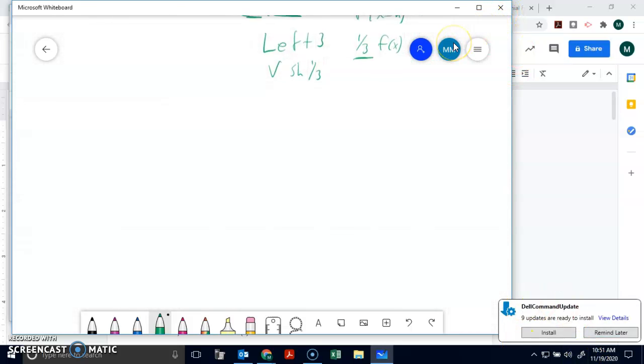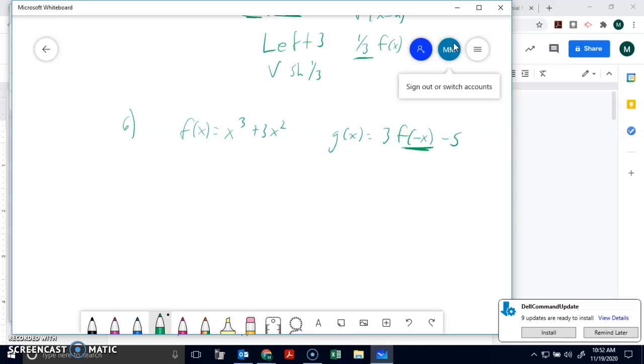Now for the next 6, I'm starting with this. Now this time they're asking us to write a rule for the function. So I start with this, and they want g of x to be 3 times f of negative x minus 5. So three things. They're asking us to do f of negative x. So instead of f of x, they want negative x. So instead of x, I want negative x.